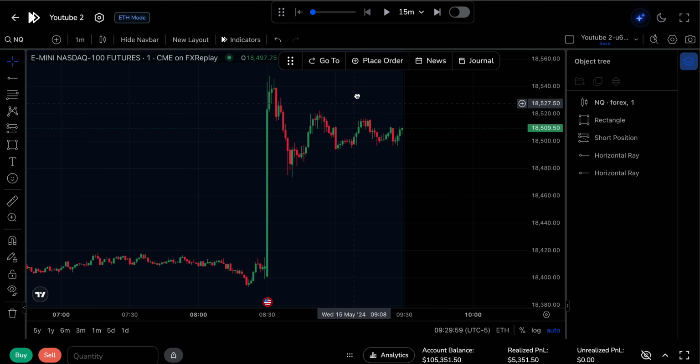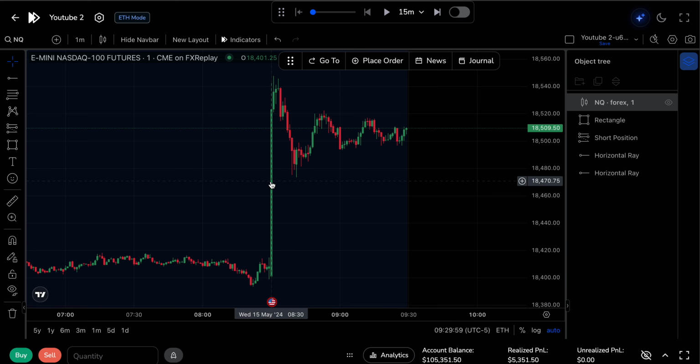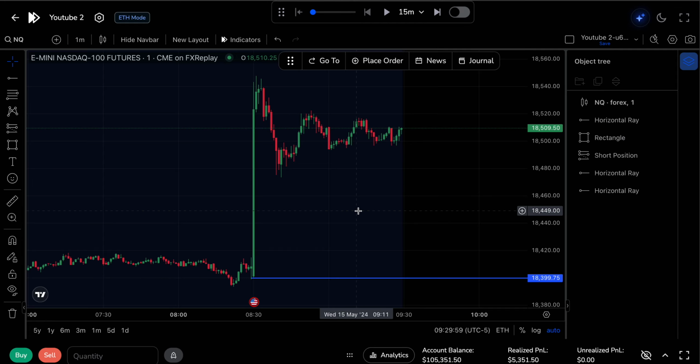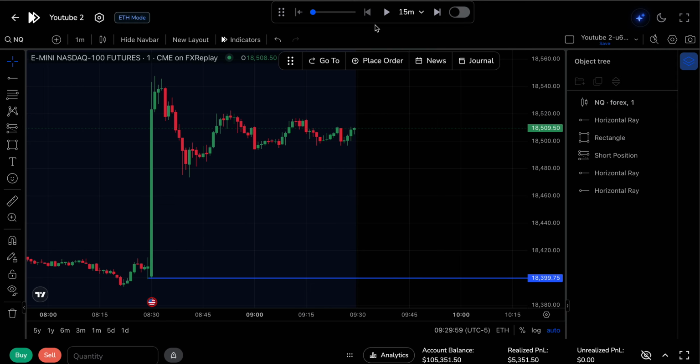Okay, well, Tuesday we had CPI. Today we have PPI, or maybe vice versa. But another crazy big candle here at 8:30. So get the wick low there. Already swept the high.